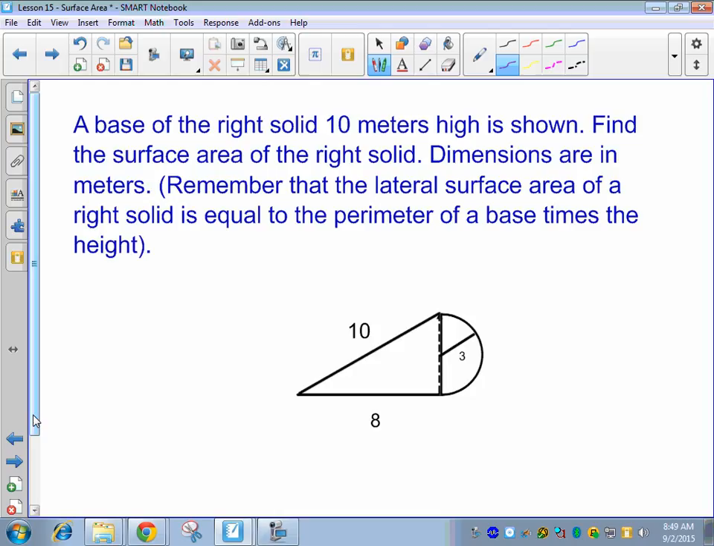Okay, so we want to find the whole surface area. So this is the base, you guys, and we have a right solid. That means that our sides are going to come up at a 90-degree angle. So this is our base. Picture your cylinder-ish thing, or prism, or whatever you want to call it, coming out of the screen. So, once again, surface area equals 2AB plus PBH.